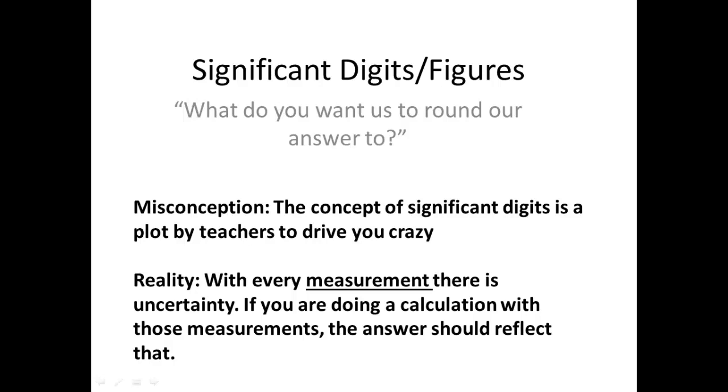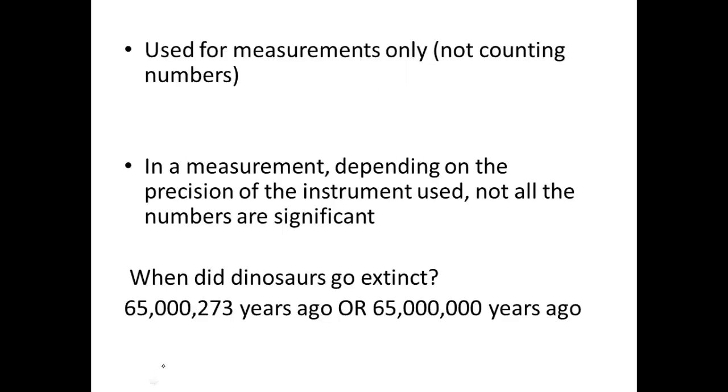A lot of students think that significant digits is a plot by teachers to drive you crazy. But hopefully once you understand it, you'll see that it's very logical and it makes sense. It just is essentially that every measurement you make, there is uncertainty with that. And so if you're doing a calculation with those measurements, the answer should reflect that uncertainty. We'll do a few examples and then I'll show you the rules, and hopefully it'll make sense.